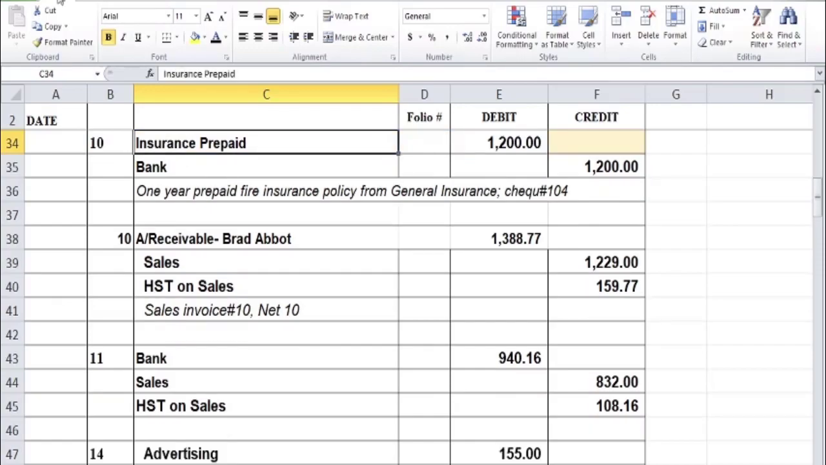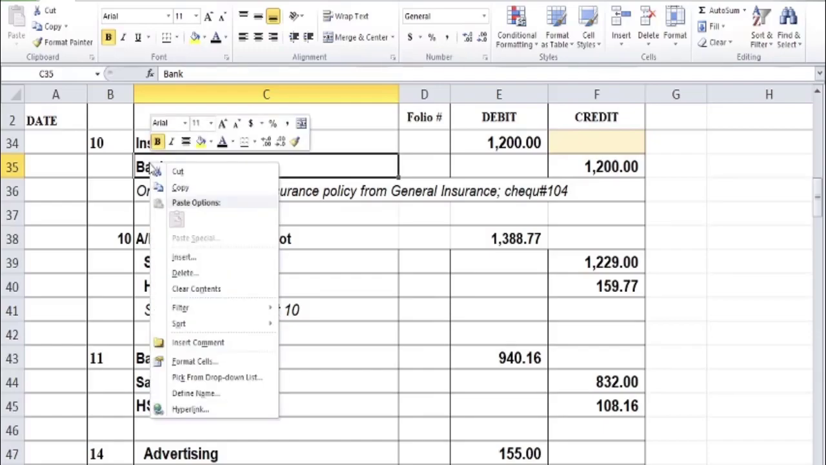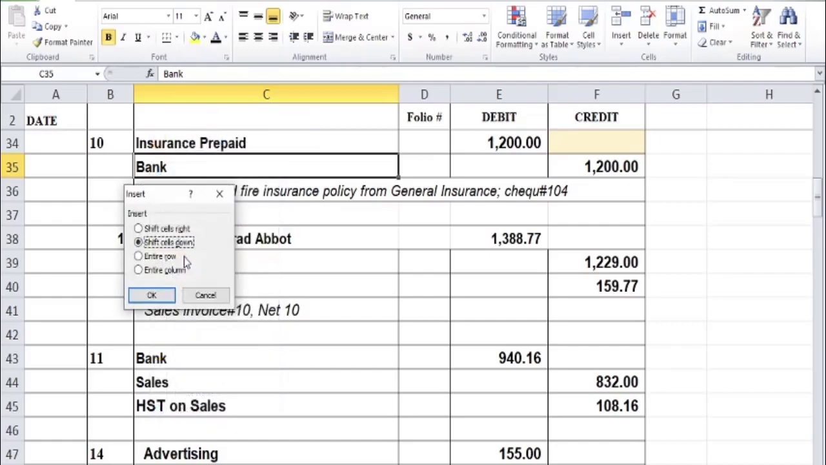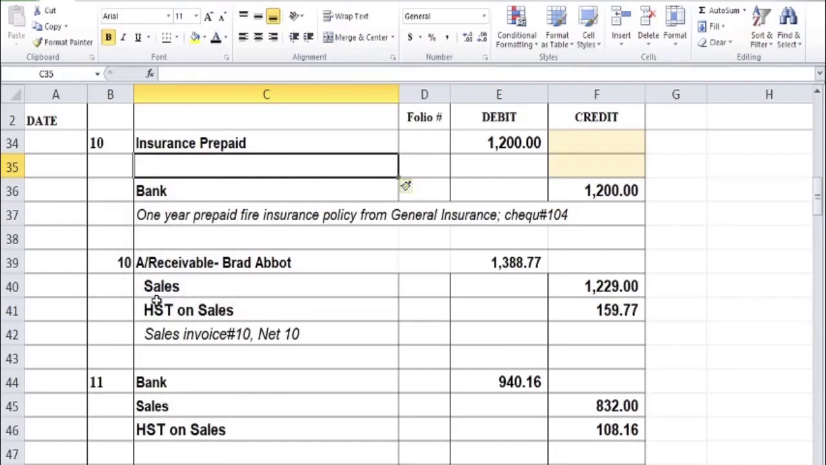October 10th, sold merchandise on credit to Brad Abbott, 1229 plus HST of 159.77, term net 10, sales invoice number 10. So you will debit the accounts receivable for Brad Abbott for 1,388.77, and then sales will be 1,229 on the credit side, and HST on sales will be 159.77.